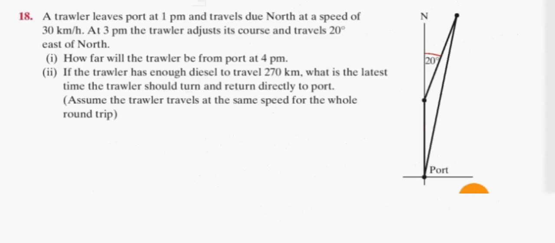18. A trawler leaves the port at 1 p.m. Travels due north at a speed of 30 kilometers an hour. At 3 p.m. the trawler adjusts its course and travels 20 degrees.